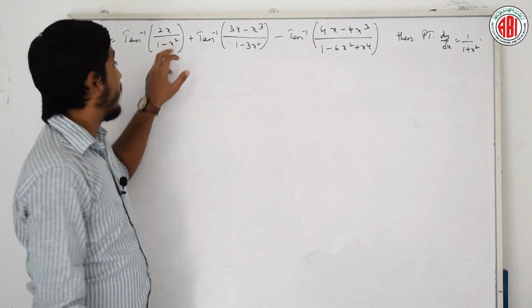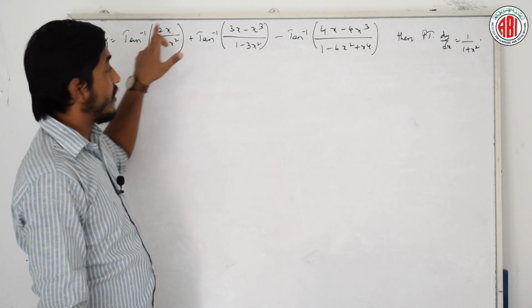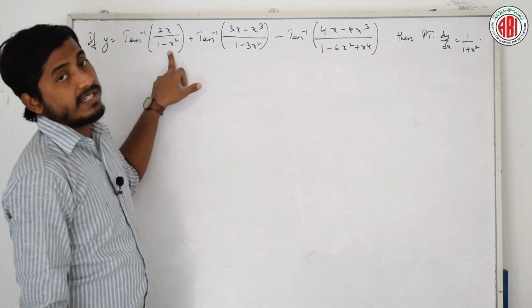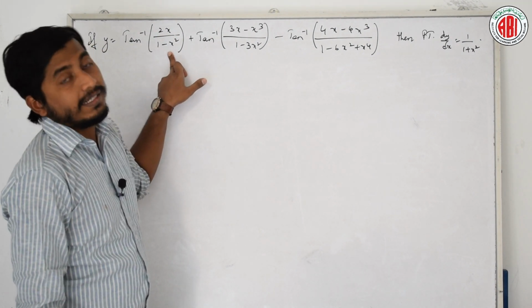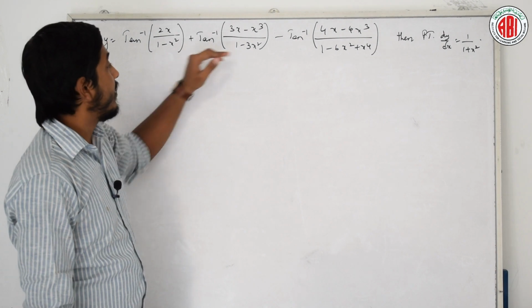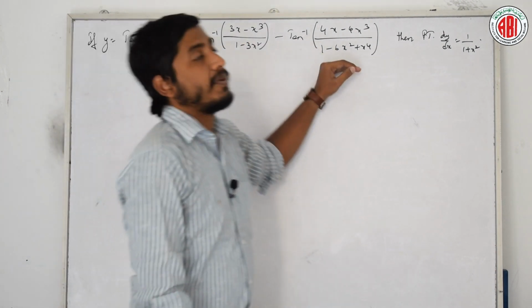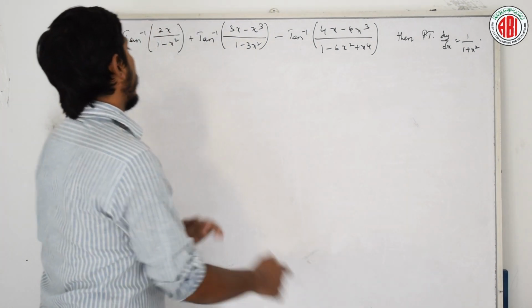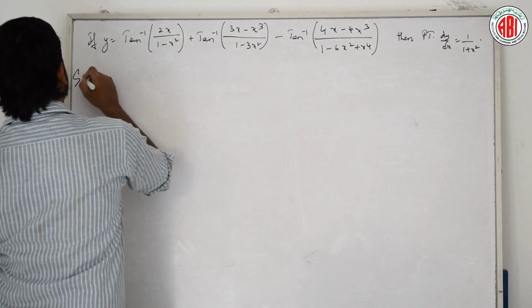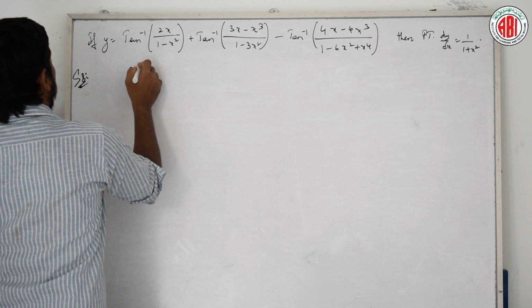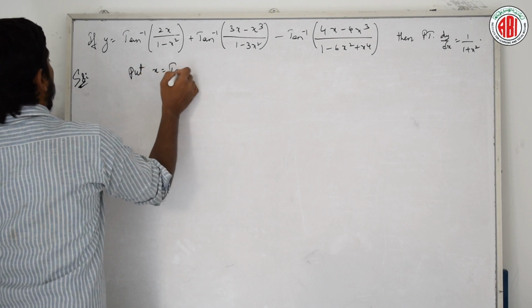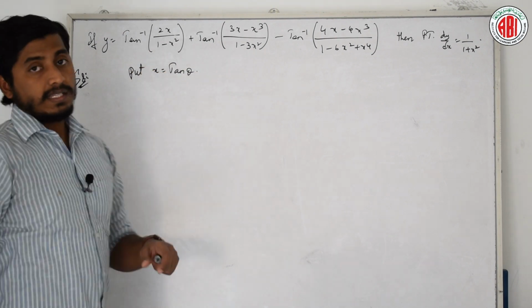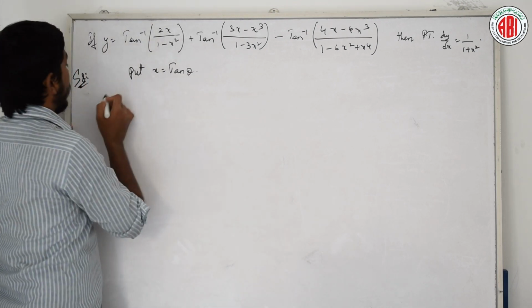Tell me, if I substitute x equal to tan theta here, this will become 2 tan theta by 1 minus tan square theta. That is nothing but our tan 2 theta. Similarly, this is the formula of tan 3 theta and this is the formula of tan 4 theta. Is it clear? Now, let us put x is equal to tan theta. Is it fine? Let us substitute and see what it will become.